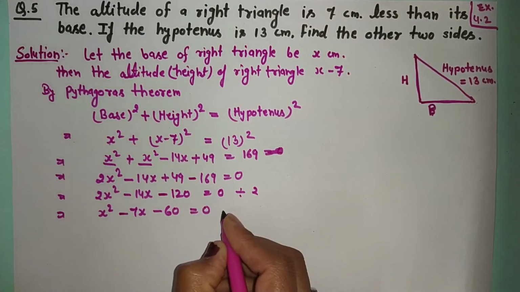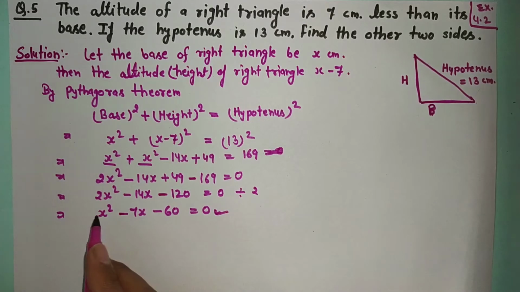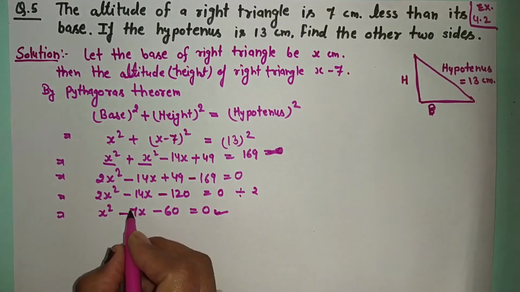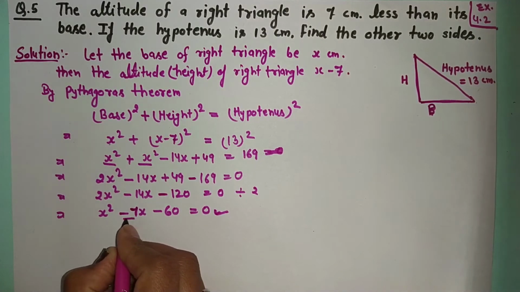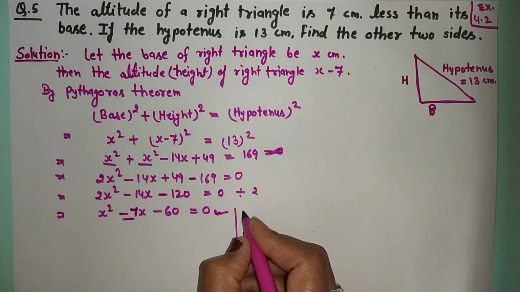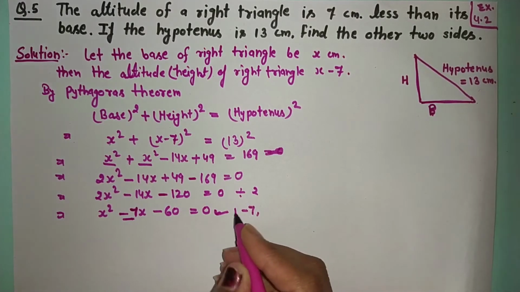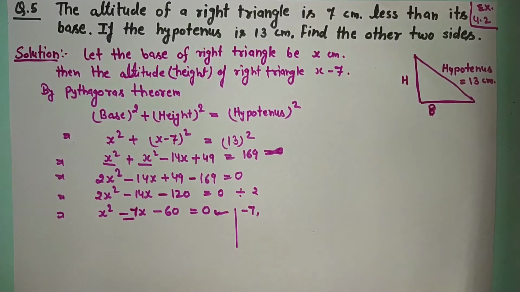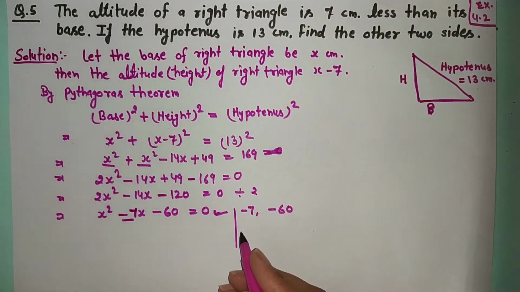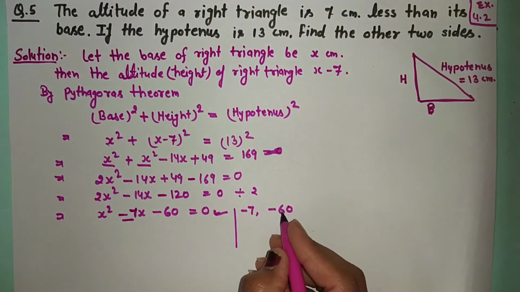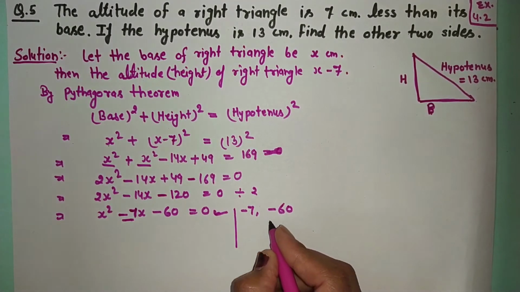Now we solve this quadratic equation by the factorization method, and we have to find factors of minus 7 such that the product of these factors will be minus 60 and the sum will be minus 7. Therefore, first we find the factors of 60.